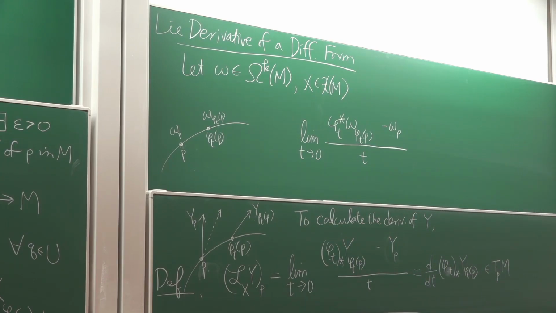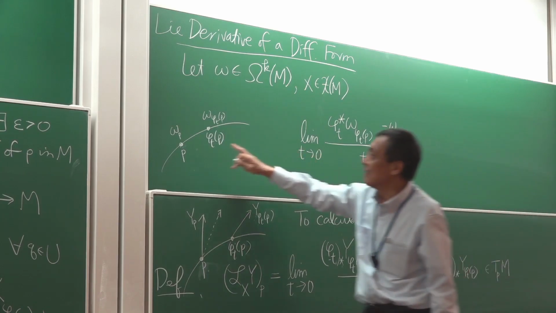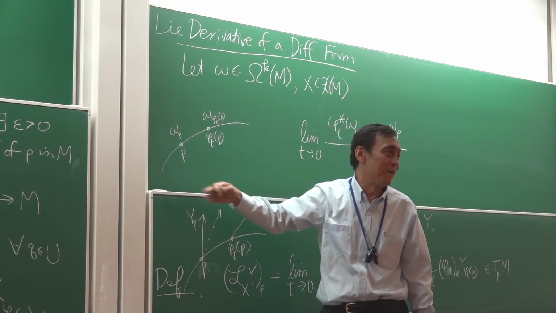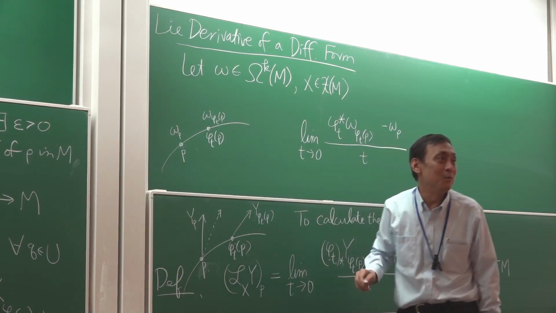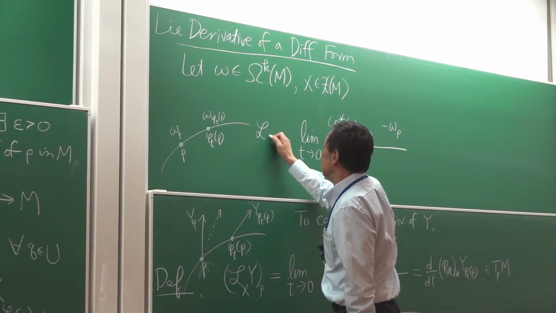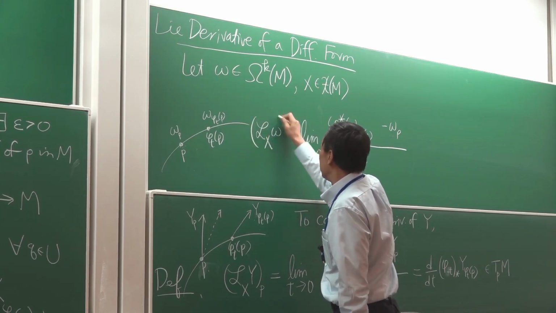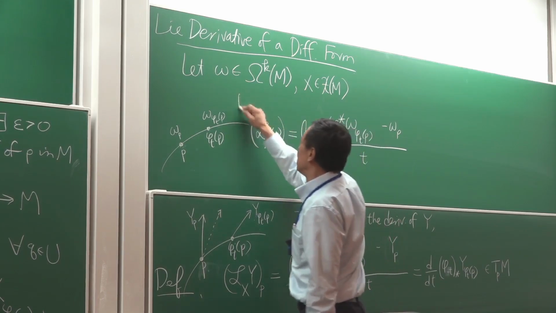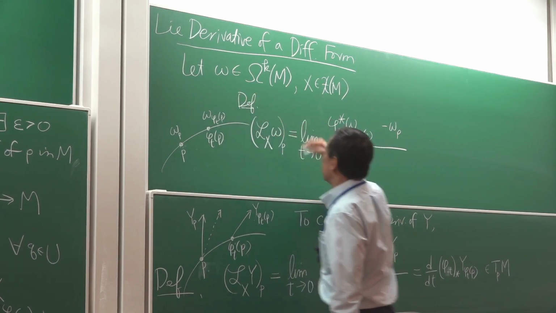Now it's phi t, right? Because phi t is the map that takes p to this, and you just pull it back. So there's no minus when you are calculating the Lie derivative of omega at p. Okay? So that's the definition.